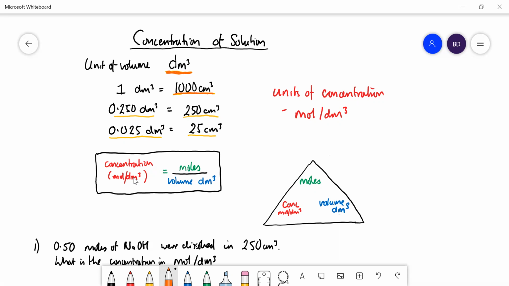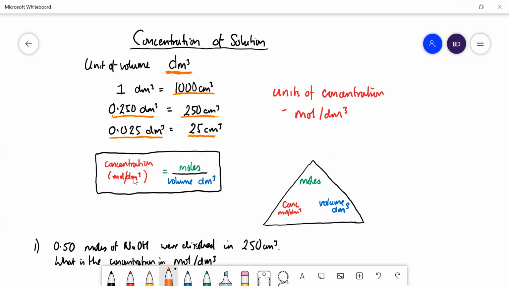So 250 centimeters cubed, that's 0.25 of a dm cubed. Another one we often use, 25 centimeters cubed, comes up all the time. That's 0.025. So you divide by 1,000. Let's try and remember that. The units of concentration are here.